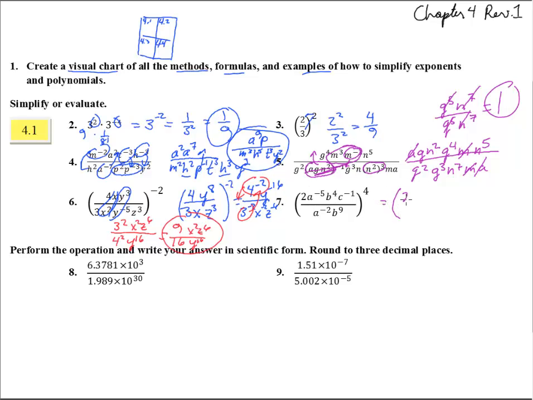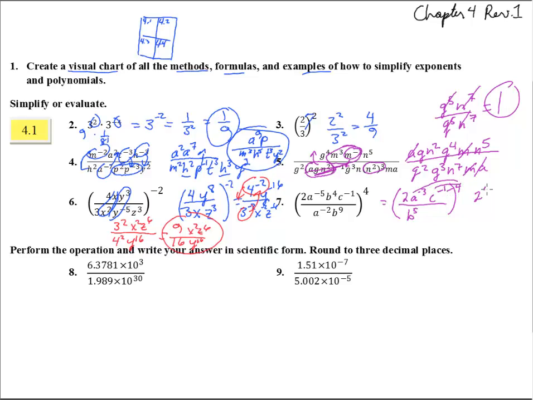So we have 2. Now if we do a to the negative 5th minus a minus 2, that's a to the negative 3. B to the 4, b to the 9. We could write a b to the negative 5 up on top, or we can see that the 9 minus 4 is 5, and it'll be on the bottom. And a c to the negative 1. This is all happening to the 4th power. So the 4th power comes into everything.